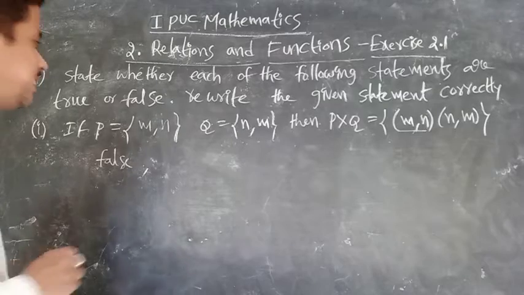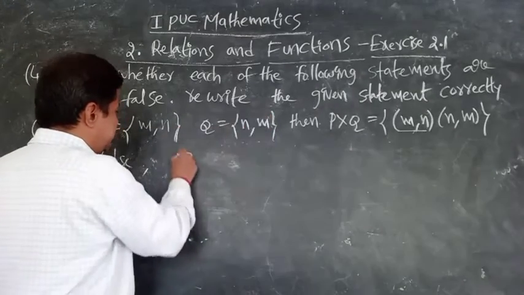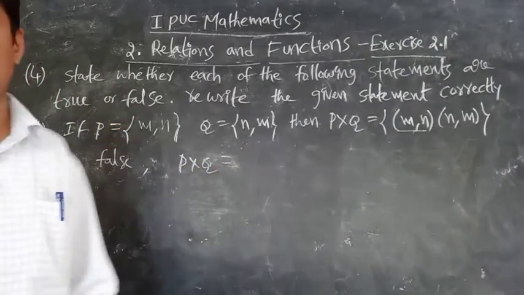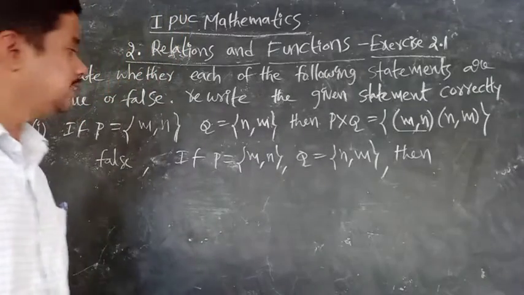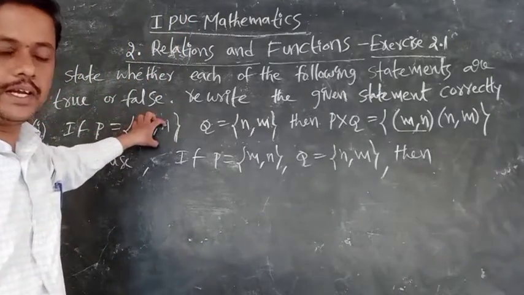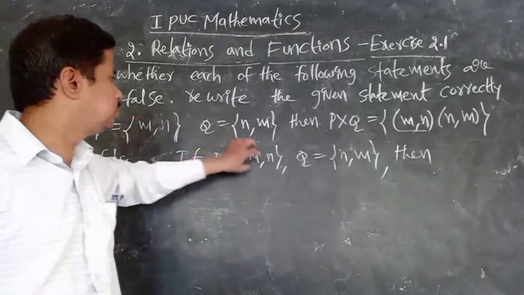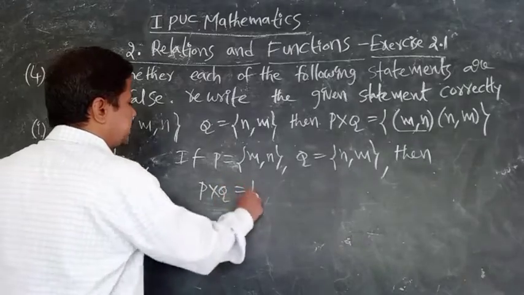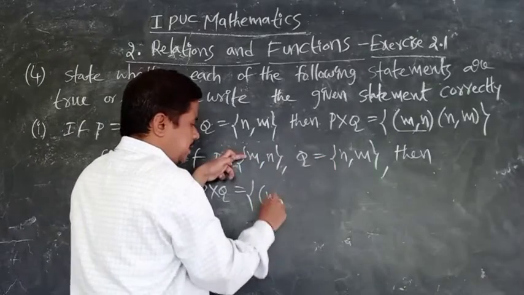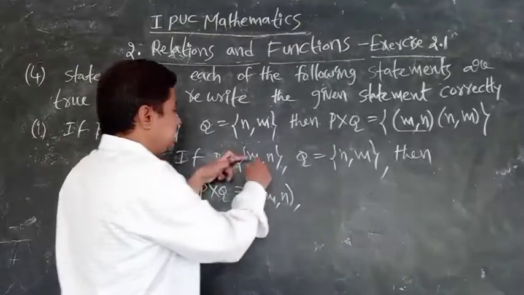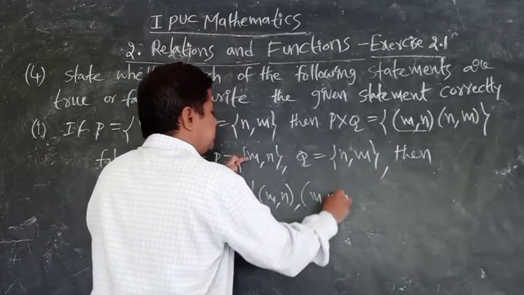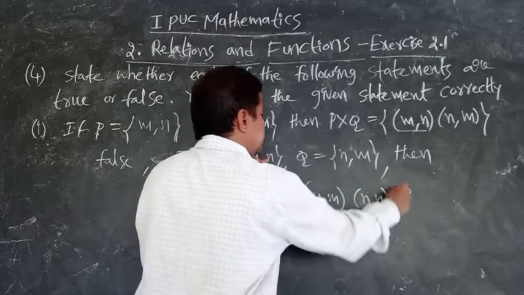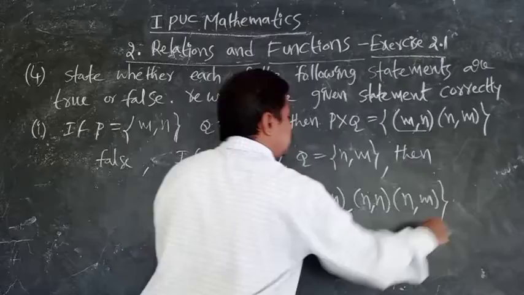So what is the correct statement? P and Q is right. P cross Q is equal to... Write it all once again. Next, the correct statement, I am writing the correct statement. If P is equal to Q, then P cross Q is equal to what? (M, N), next (N, N).